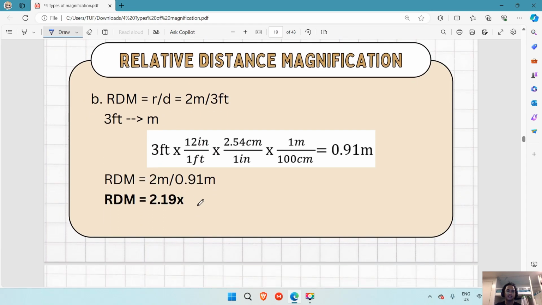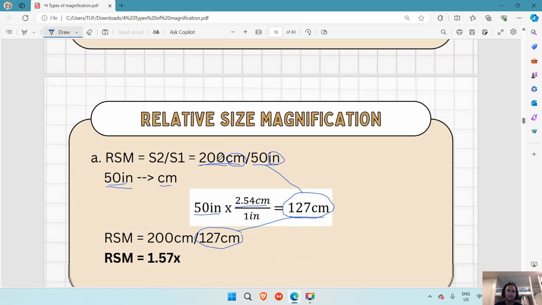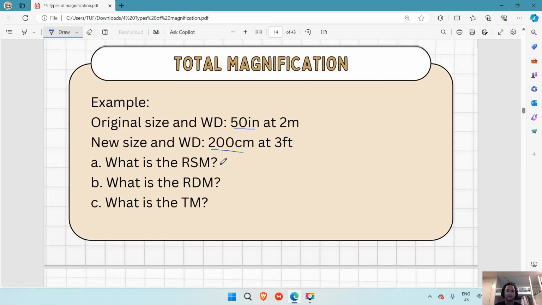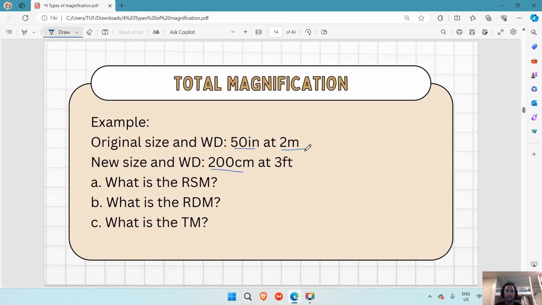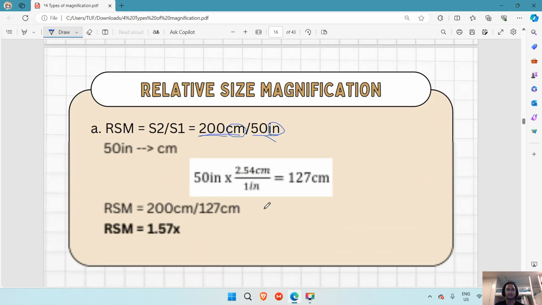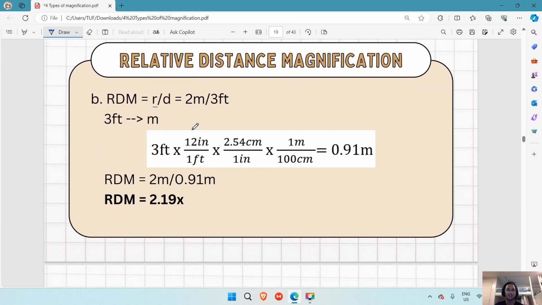So pila man ang ato value sa RDM? So ang ato original is 2. Nya ang ato new distance is 3 feet. So 2 meters over 3 feet siya. So ang ato ipa-adjust kay ang 3 feet nga rin 2 meters. So sa 3 feet kay ato na siya ipadung adto sa meters, okay?